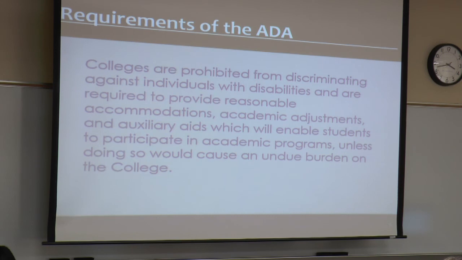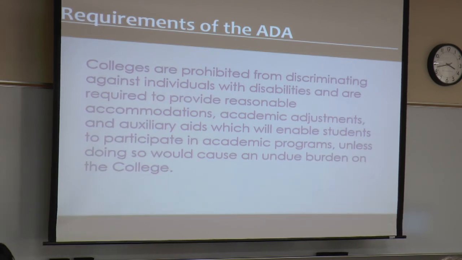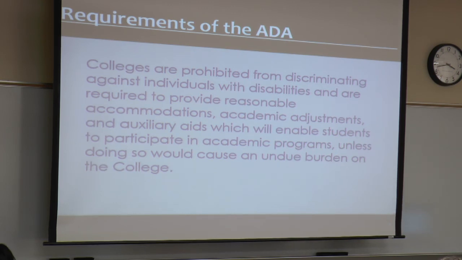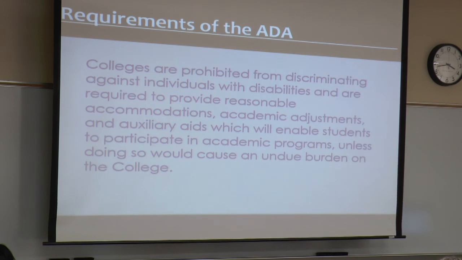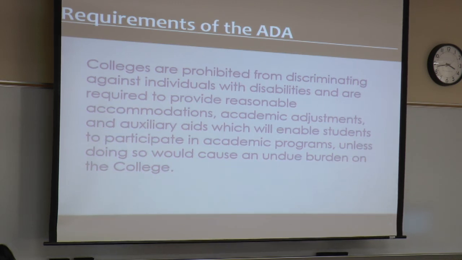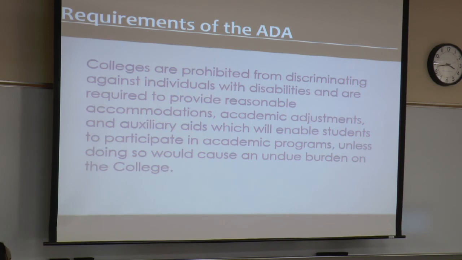The ADA has similar but slightly different language, and it says essentially that colleges are prohibited from discriminating against individuals with disabilities. Okay, that's probably not news, but the harder part is they're also required to provide reasonable accommodations, academic adjustments, and auxiliary aids, which would enable the students to participate in the academic programs, unless doing so would cause an undue burden on the college. And we're going to talk a little bit about what that means.